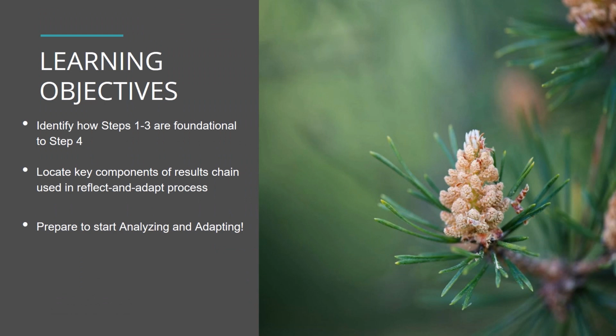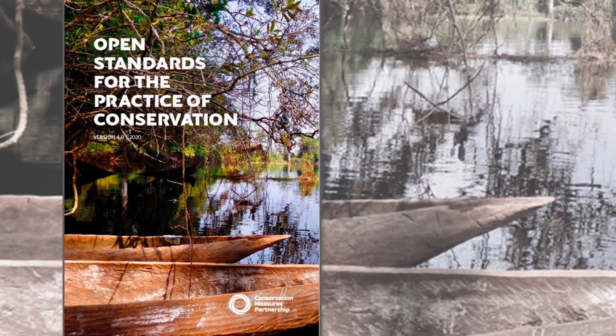By the end of this module, you should be able to identify how Steps 1 through 3 of the Conservation Standards have laid the foundation for the data analysis and adaptation you will do in Step 4, locate key components of a results chain that are important for the reflect and adapt process, and be prepared to start working on Step 4, Analyze and Adapt.